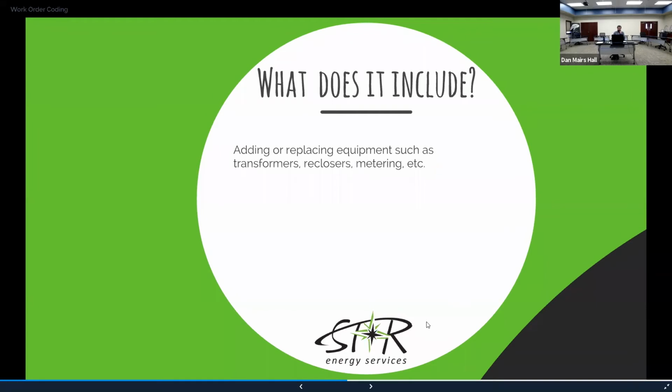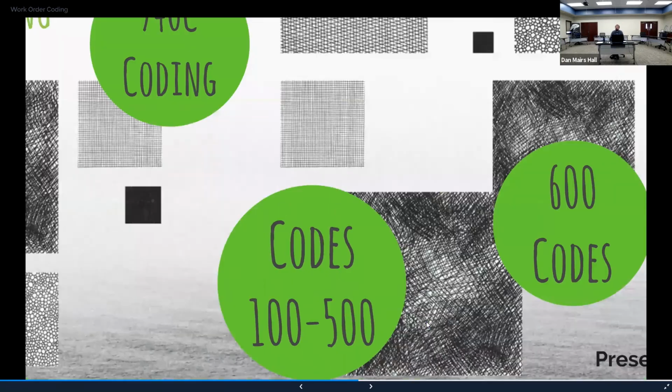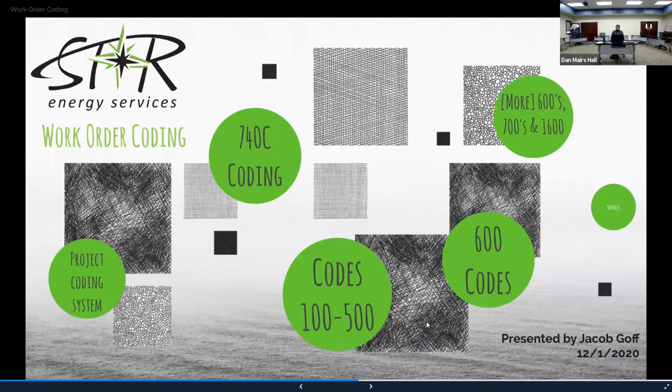Another thing to note is that you may not need a full-blown environmental review for a 500 code. As long as you're making changes within the fence of a substation, you don't need an environmental review. You still have to submit a statement saying that an environmental review is not required in place of the environmental review. So that brings us to 600s.